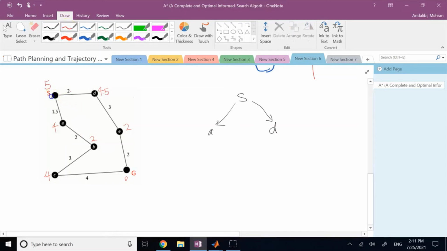And now again, I go from S to A. The cost is 1.5 plus 4, which is 5.5. And the cost going to D is 2 plus 4.5, so it is 6.5. Which one would you expand? A. So A becomes your current node. And from A, I can expand to B only.